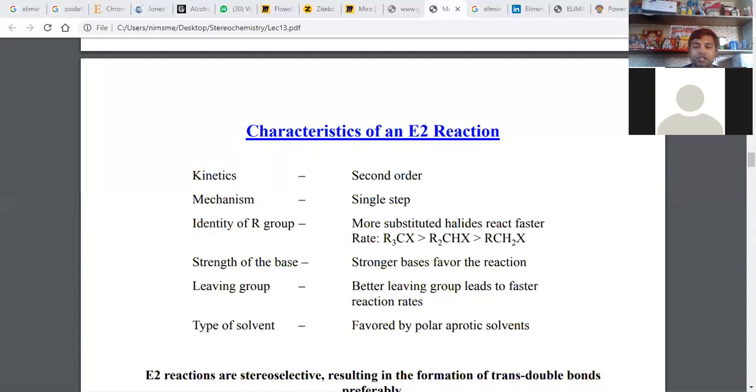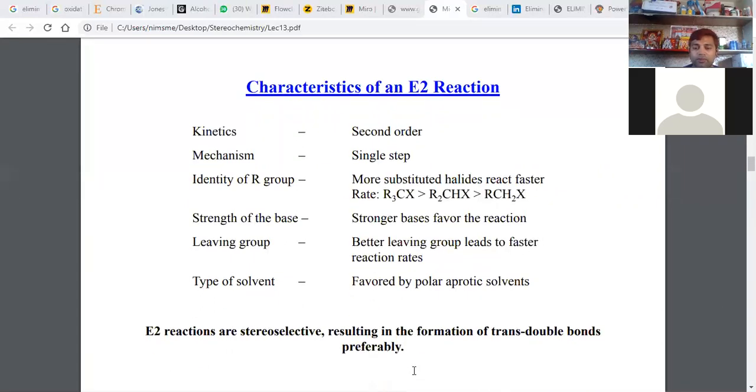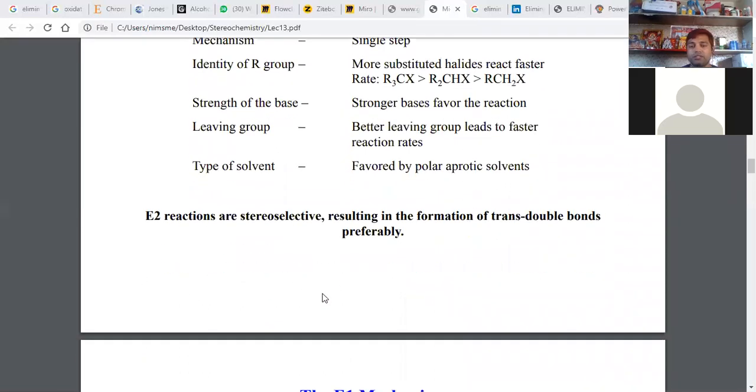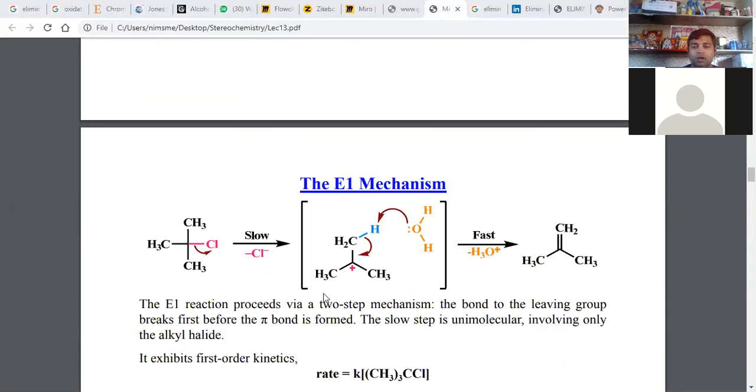E2 reactions are stereoselective, preferably resulting in the formation of trans double bonds. We are least concerned with these stereoselective reactions. Now, we come to the E1 mechanism or E1 reactions. E1 reactions are elimination unimolecular reactions.